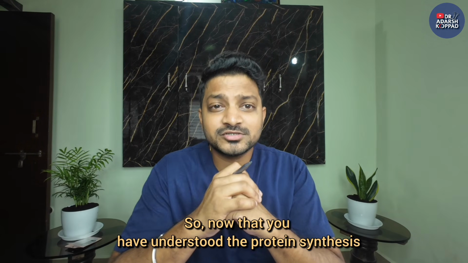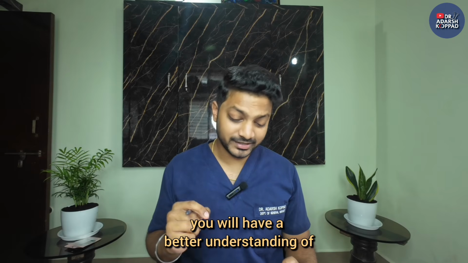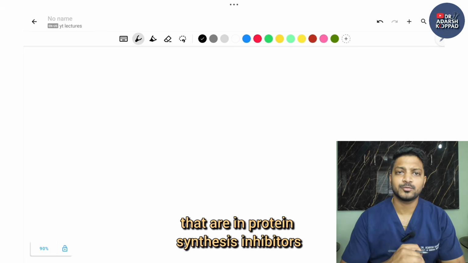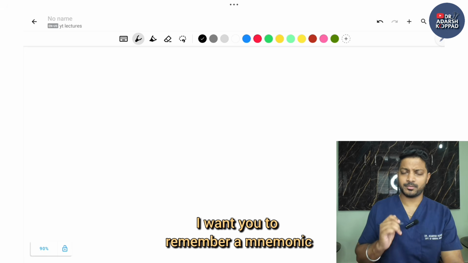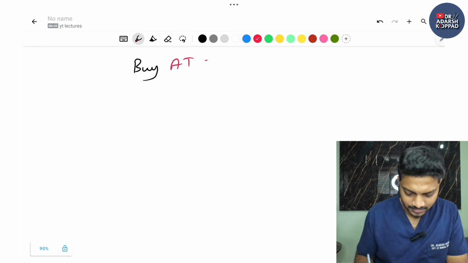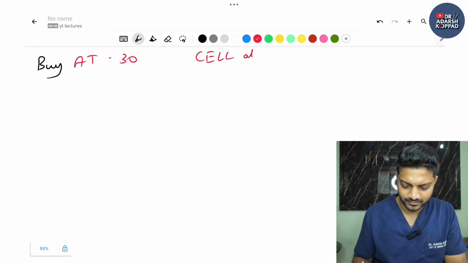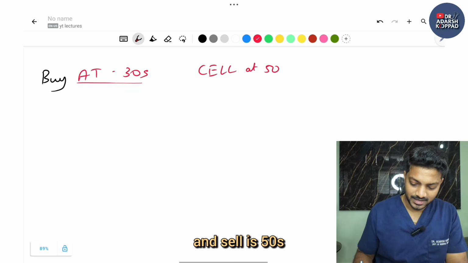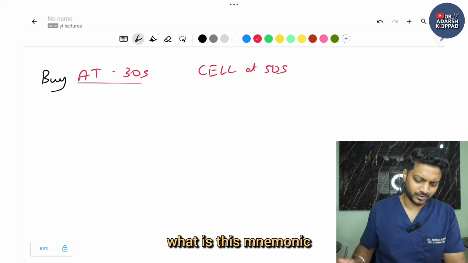Now that you have understood the protein synthesis, you will have a better understanding of where the drugs exactly act and what process they are halting. So let's go. Now what are the drugs that are protein synthesis inhibitors? I want you to remember a mnemonic: Buy at 30 and sell at 50. So this buy is 30S and sell is 50S. So what is this mnemonic? Take a look at this.